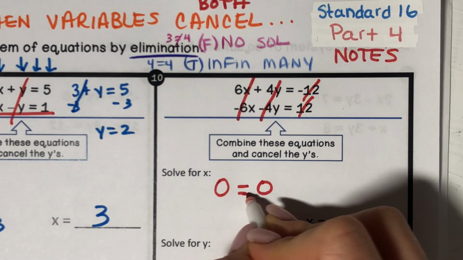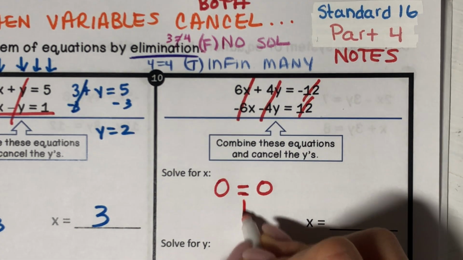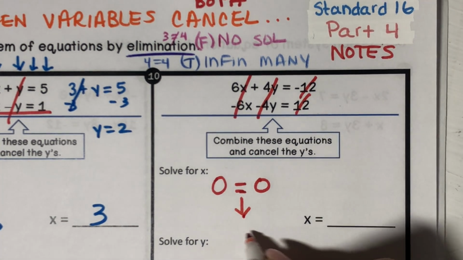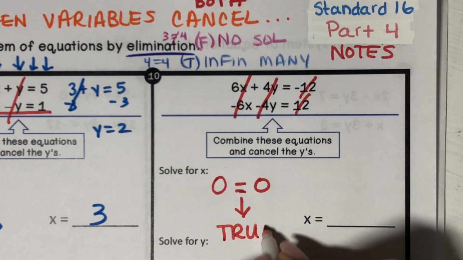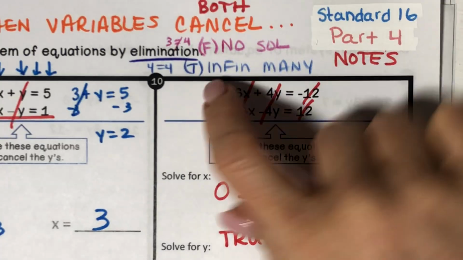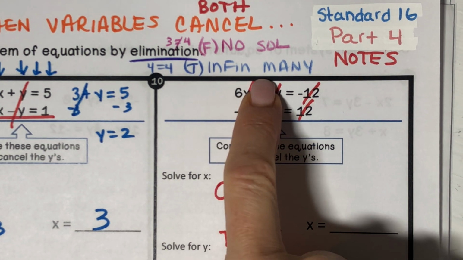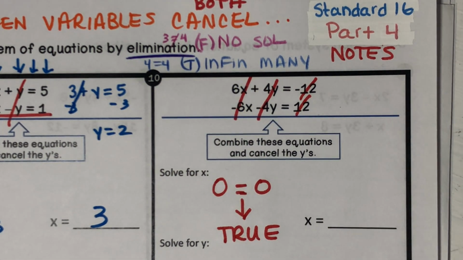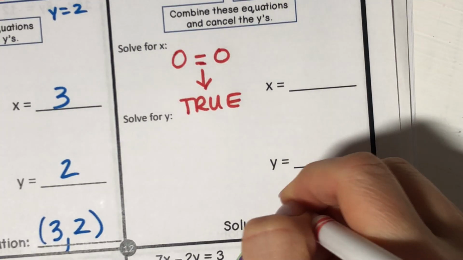Now I just have to look to see if this is true or false. Does 0 equal 0? Yeah, it does. All day, every day. It's true. And if you remember back to what a true statement means, it means that I have an infinite number of solutions.